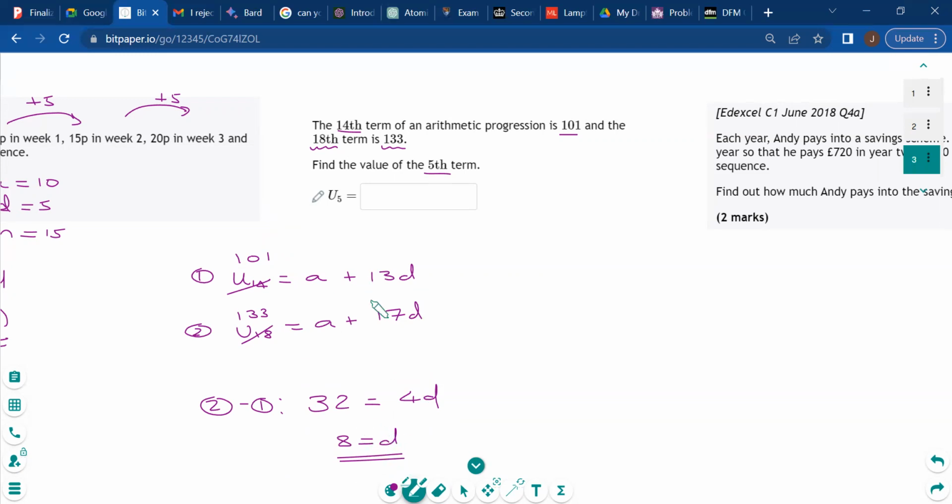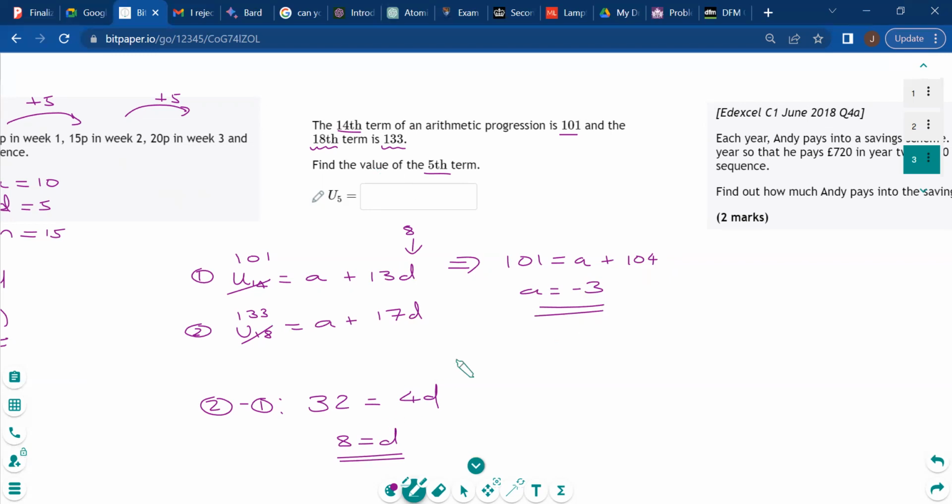It has a common difference. You could substitute that back, so for example, you could substitute that back here. And what would that do? It would give you a new equation, which would be 101 equals a plus, what we're doing here, 13 times 8, which is 104. Move that to the other side. It tells you then that a is equal to minus 3.